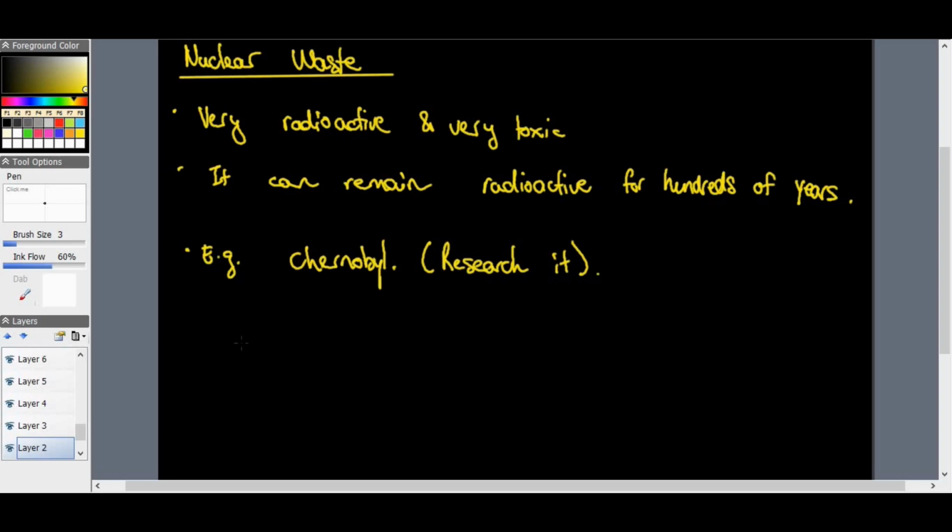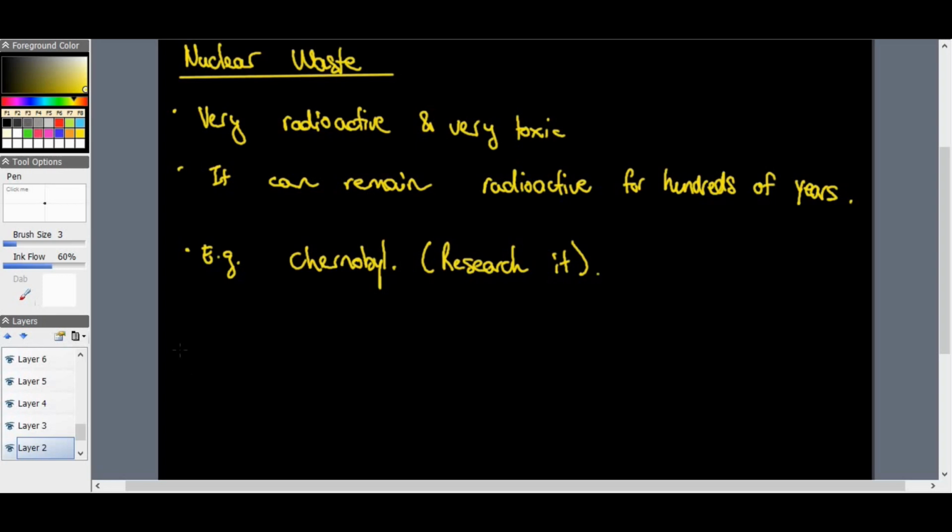However, how can we deal with nuclear waste? That's the thing that we want to sort out. How can we deal with nuclear waste? Well, first of all, it needs to be properly disposed of, so that it's not a danger to humans or life in general in the future.